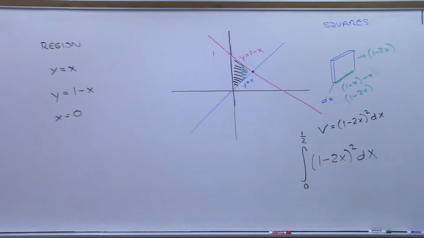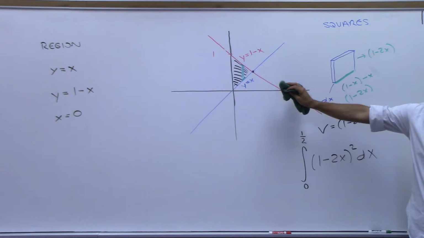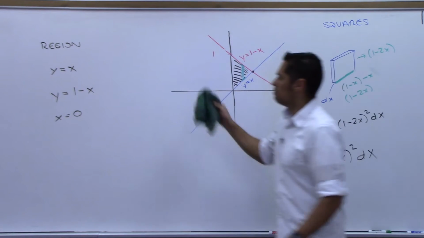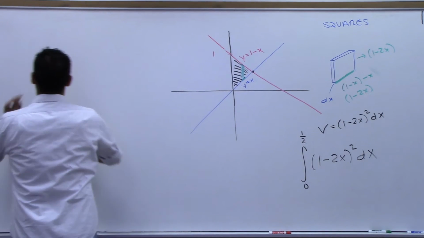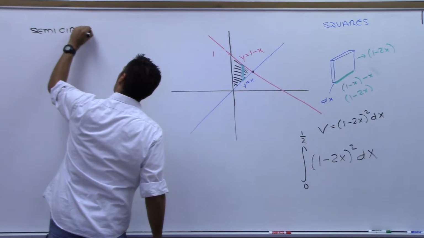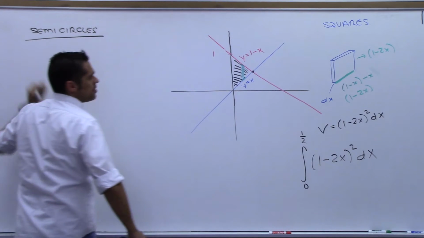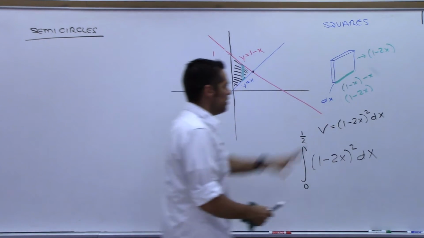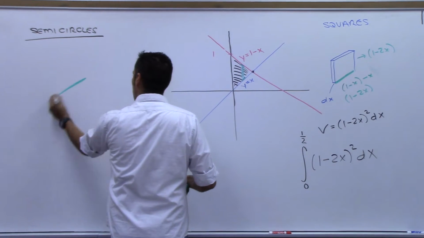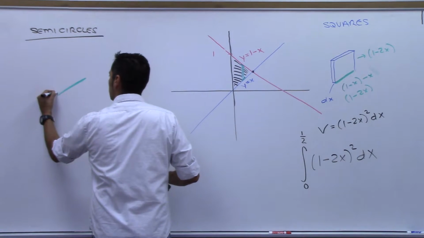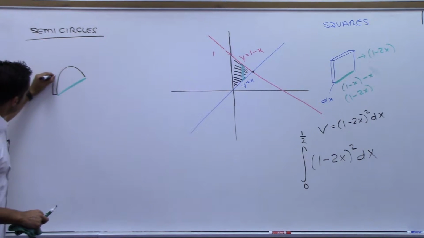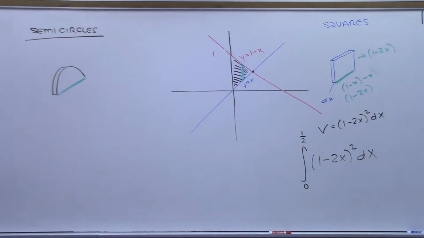Well, that's the first thing. Now, let me do the same exact region. Let me change this to something else. What if I did semicircles? If I did semicircles, the only thing that would change is this formula, because the thing laying on the ground is no longer a square, it is a semicircle. It's a half circle like this. And then it's got some thickness to it like that, right? So that's the only difference.